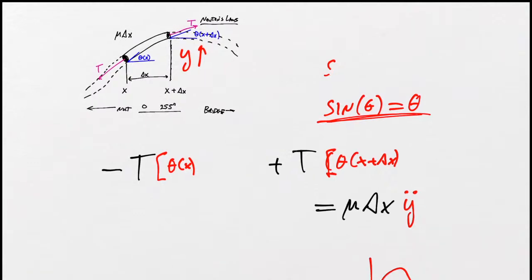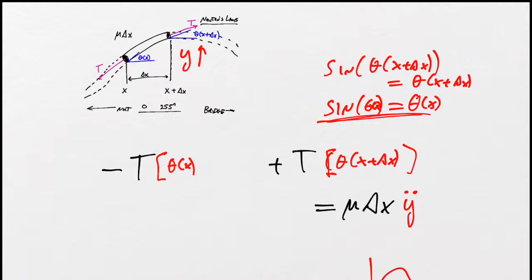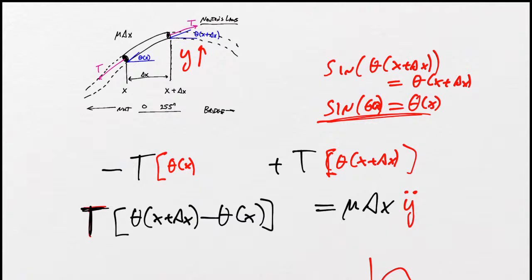So that's sine theta equals theta, and sine theta at x plus delta x equals theta at x plus delta x, where this one is sine theta at x equals theta at x. Okay, so then of course this comes out and we end up with T times theta at x plus delta x minus theta at x. And that has to equal the mass times the acceleration, right? So that is the governing expression from Newton's law.